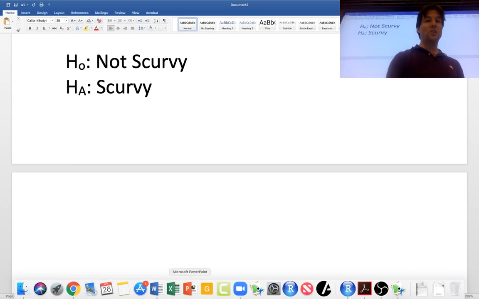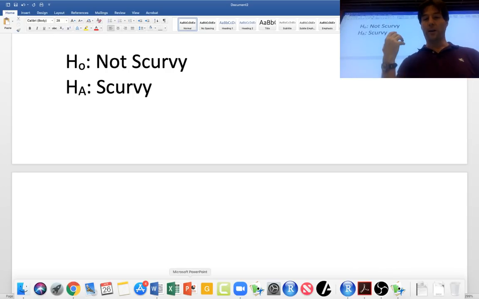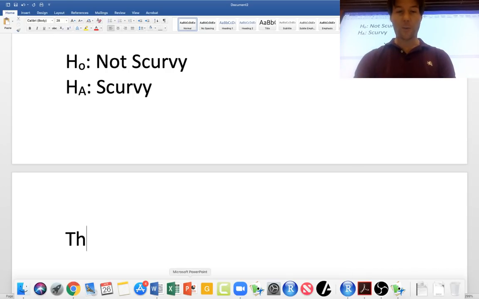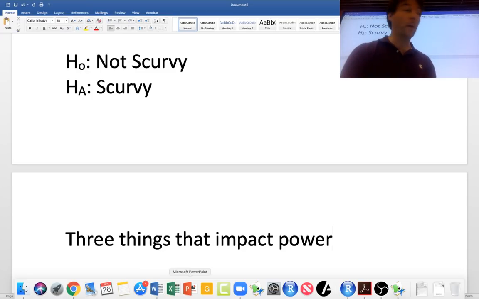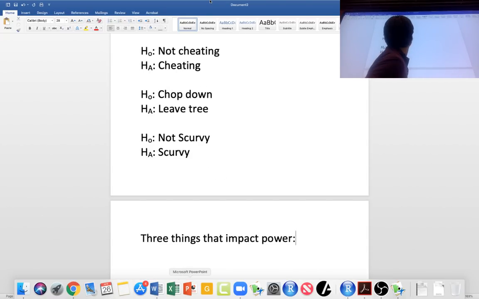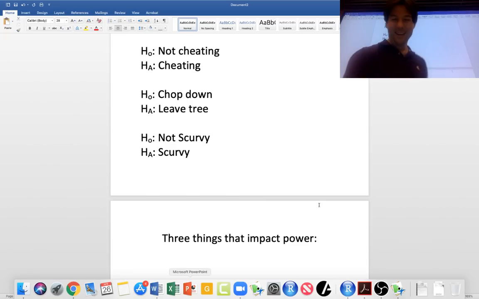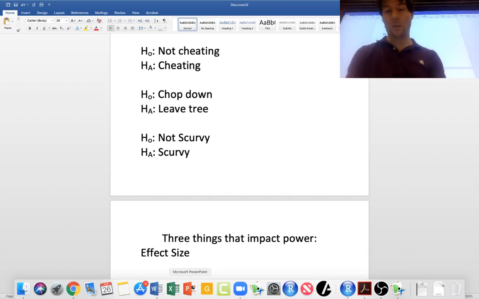Okay, let's do power for a moment. There are 3 things that impact power. Let's write here, 3 things that impact power. The 3 things that impact power are effect size, and we'll mention them all. Effect size is the hard one. What else? Effect size, sample size, and alpha.